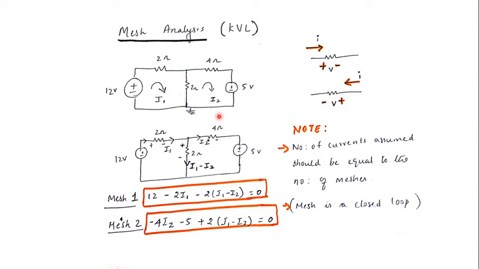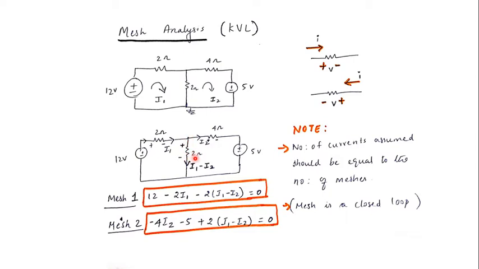assume the currents, how much current is flowing in each branch. In KCL, when we did it, we assumed three different currents for three different branches, but here we're going to assume only two different currents for three different branches. Suppose I1 current is entering here and I2 current is going here. Then the current in this branch is I1 minus I2. So that's what I'm writing.